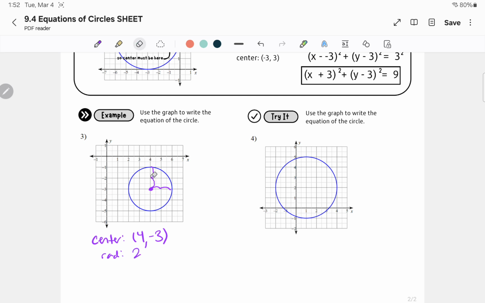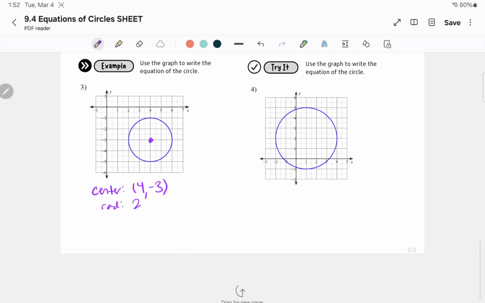Again, let me just erase this, draw that center again. But see how I'm going 1 space, 2 spaces, like 2 units from the 4 to the 6. That's how I know it's 2 units. The radius is 2. Or from here, I'm going up 2 to the edge. Or from here, I'm going left 2 to the edge. Or down 2 to the edge. So my radius is 2.